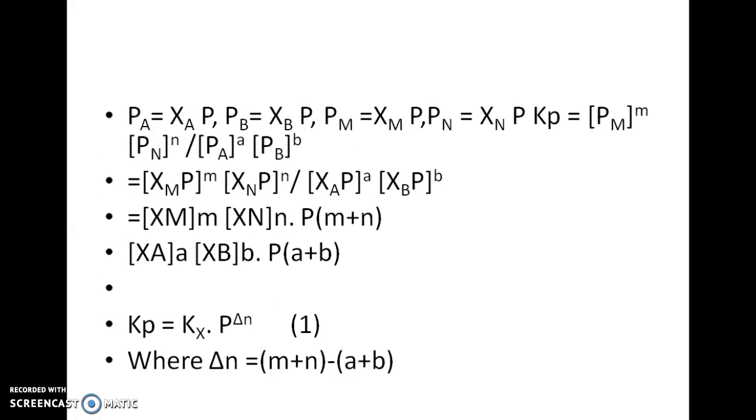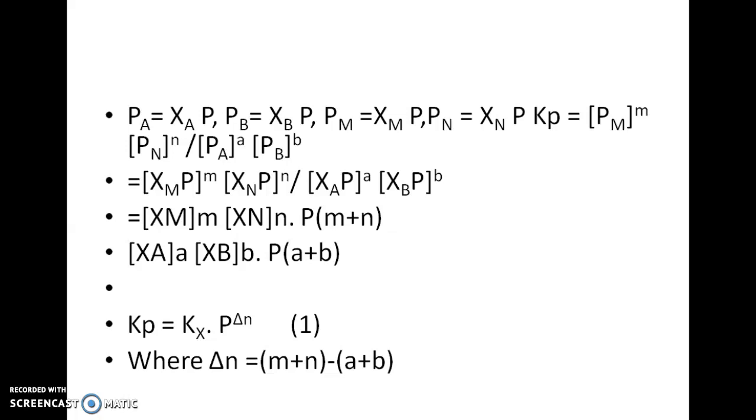Similarly, if you write the expression for each mole in terms of Dalton's law, in terms of partial pressure, and substitute each of the concentrations, then the final expression on simplification will be given by Kp is equal to Kx P raised to delta N, where delta N is equal to (m plus n) minus (a plus b).